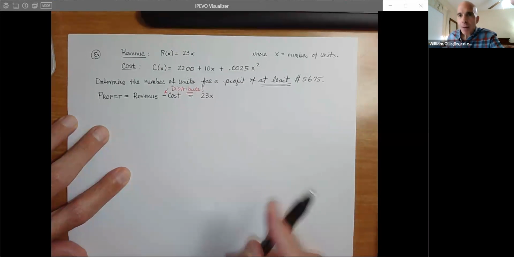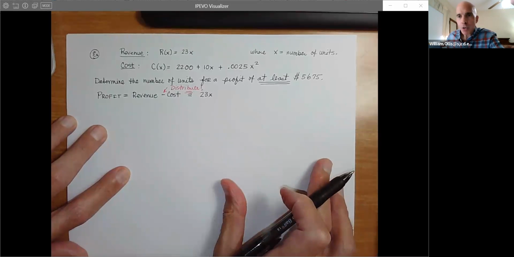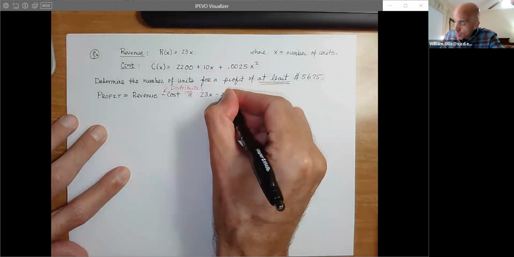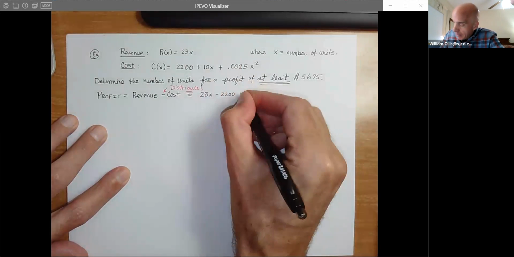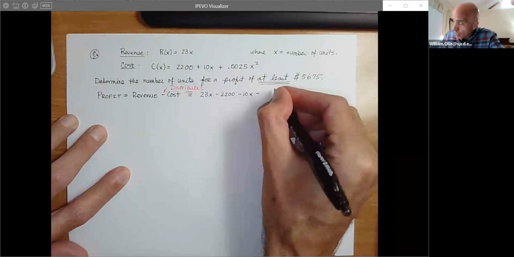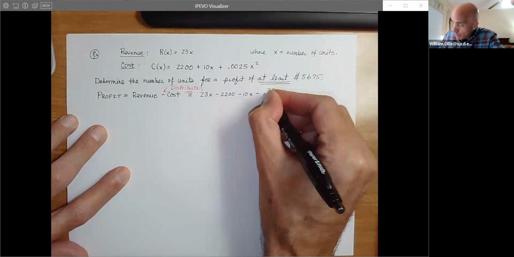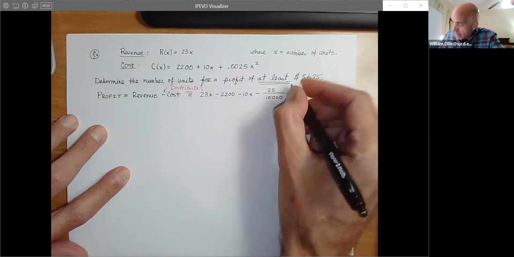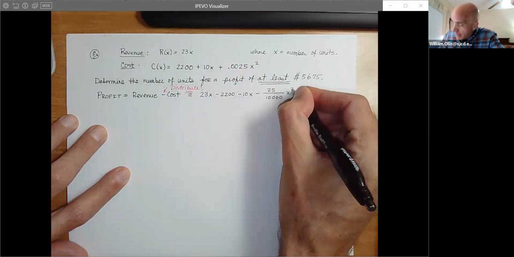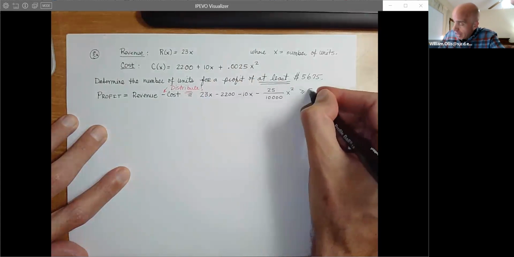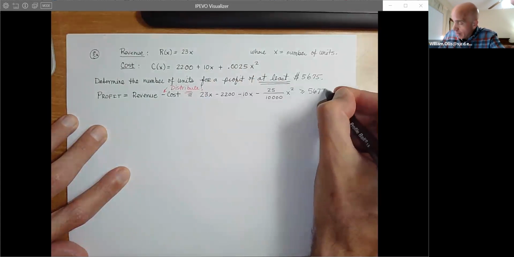It's not uncommon to do this, just like forgetting to reverse the direction of an inequality. So we have minus 2,200 minus 10x minus, and I'll go ahead and write this as a fraction, 25 over 10,000 x squared. And the problem says at least 5,675.